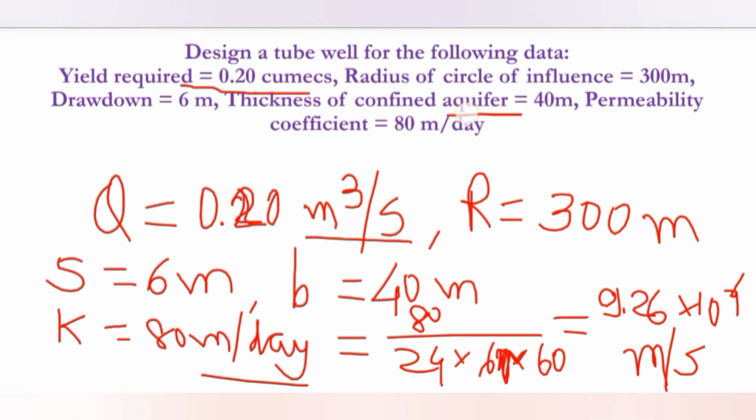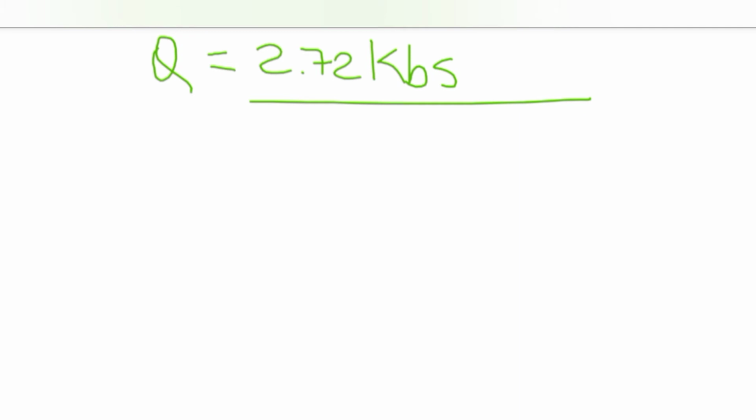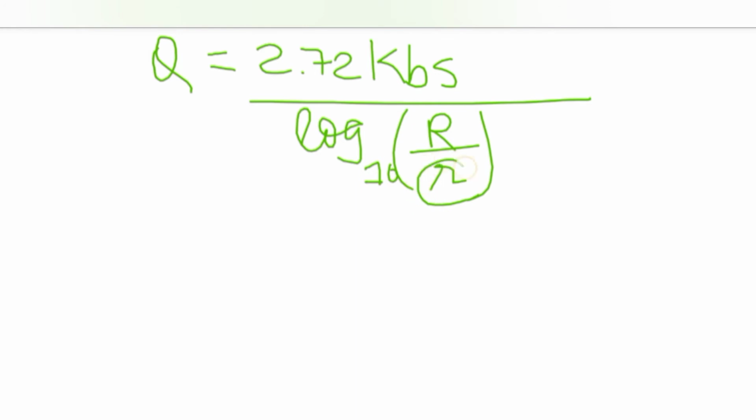Here it is a confined aquifer, and the equation for discharge is Q is equal to 2.72 KBS divided by log capital R upon R to the base 10. Then we just have to put the values, and we'll find out the radius of the well.